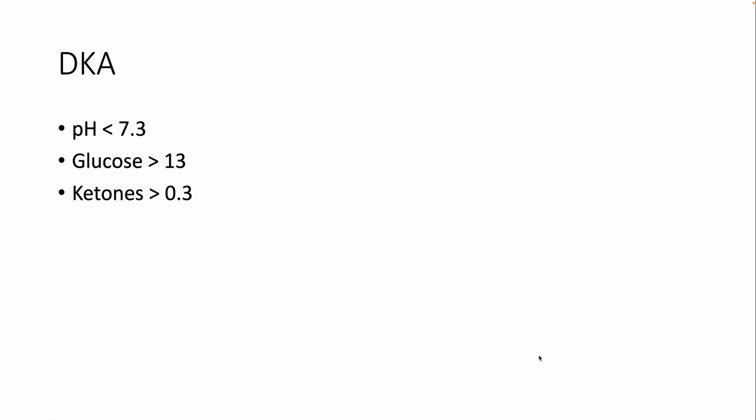Right, so let's have a look then at HHS. So there are multiple criteria for HHS, but the core of those criteria are usually these patients are not acidotic, like in DKA. Sometimes they can be due to severe dehydration and a lactic acidosis, which resolves quickly on hydration. But the pH, by and large, is 7.3, very close to it. The glucose is remarkably high, so more than 33.